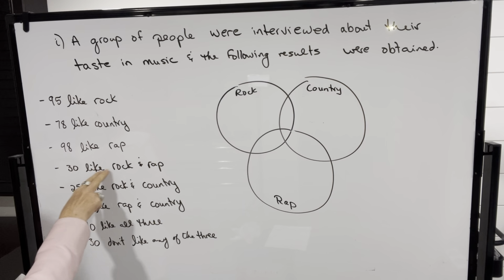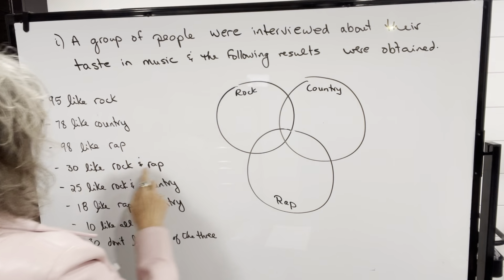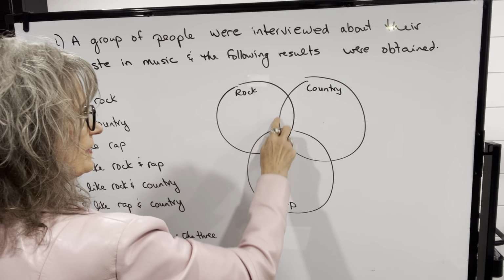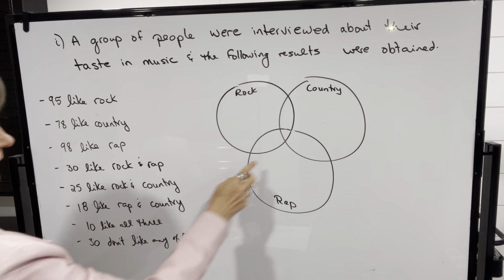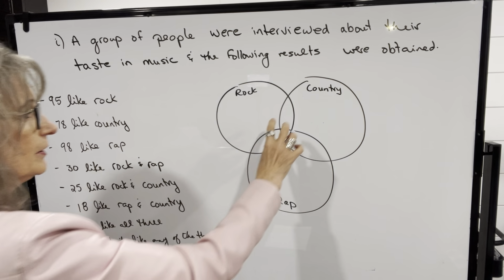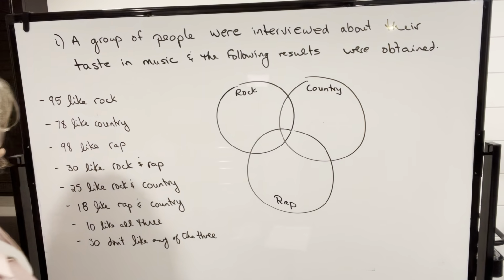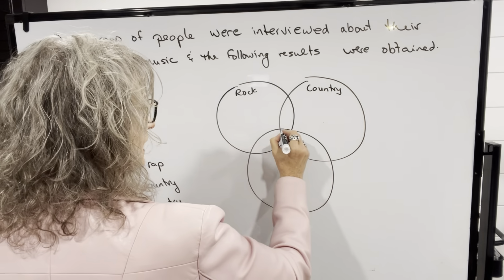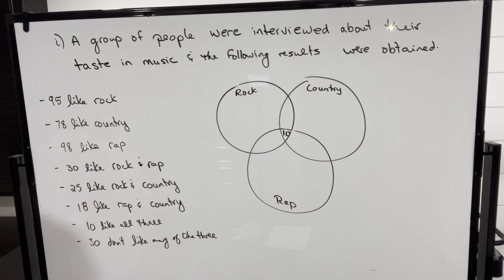We know that 30 like rock and rap. So this intersection here will be equal to 30. The number that like rock and country would be this intersection, which would be 25. And the number that like rap and country, which is this section here, is 18. But again, we don't know how much in each of those individual parts. We do know, though, that 10 like all three. So 10 will be in the intersection of all three circles.